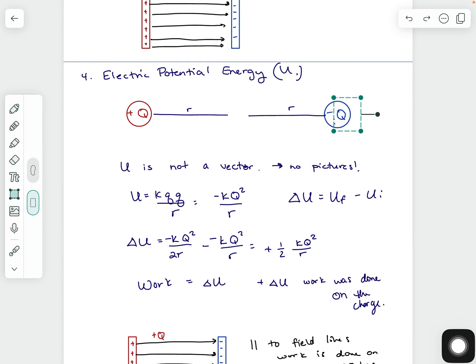So if I were to compare going from R to 1/2 R, well, this is going to happen on its own. So I should get a negative value for work in that situation. And just recall that work is a change in potential energy.